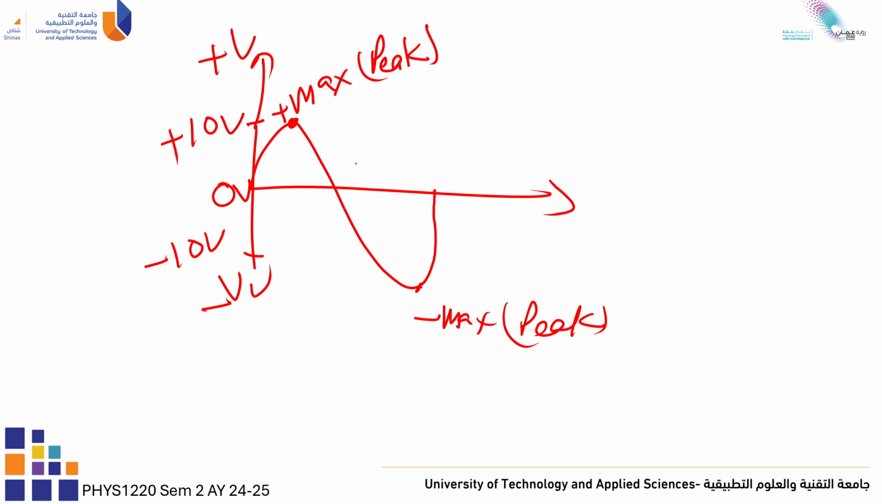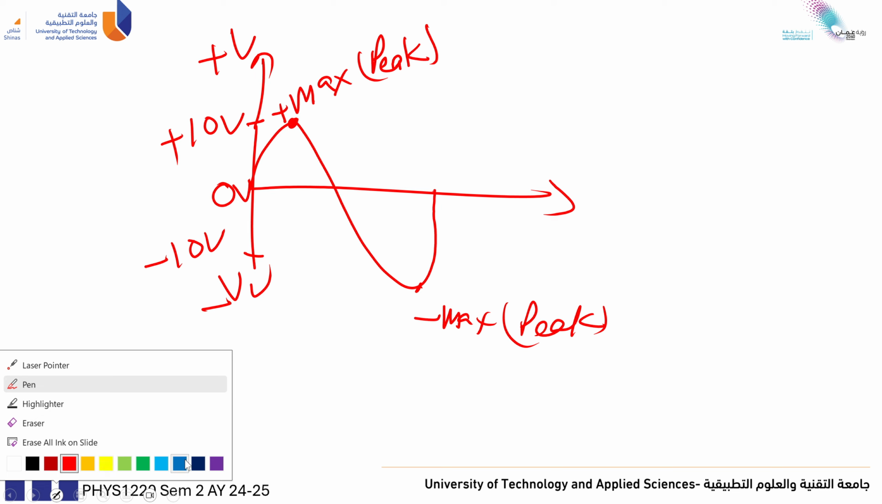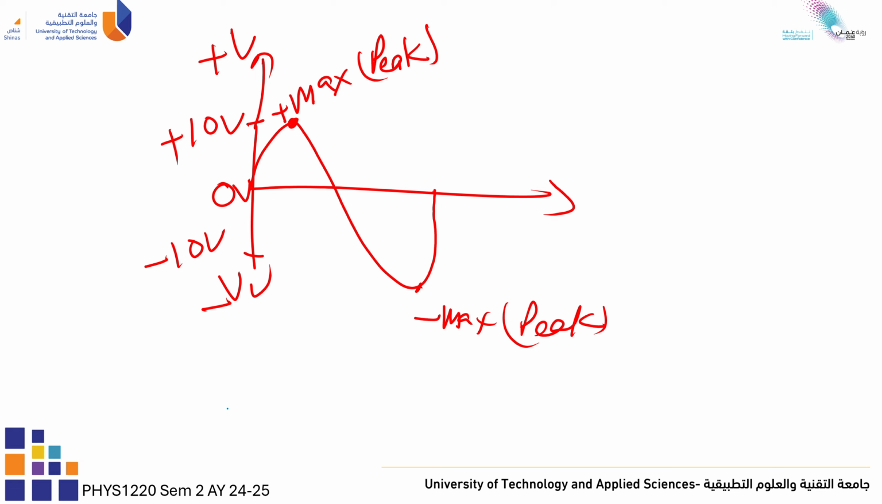Now from this line to this axis line, the 0 line, from this point to this point, this is known as the maximum voltage. Sometimes we say this is the peak voltage. It is the same meaning.